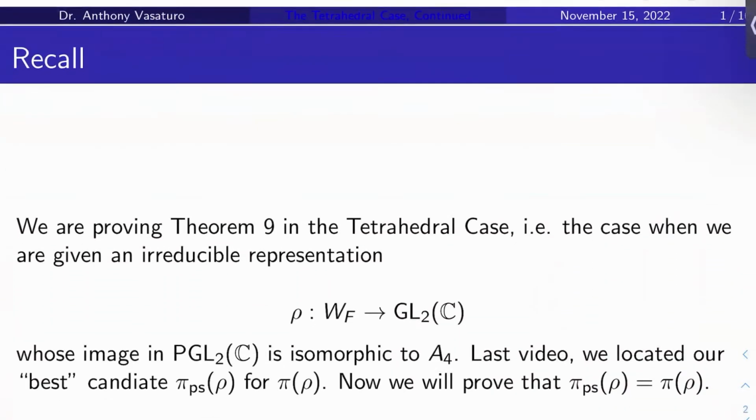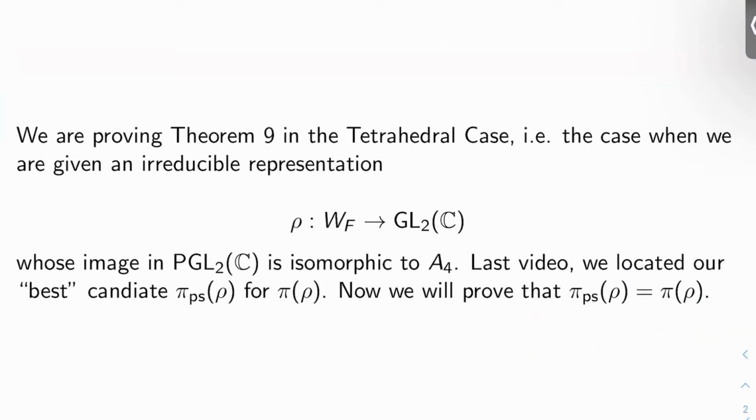Okay, so let's recall we're proving Theorem 9, which is kind of like a solvable n equals 2 Langlands reciprocity in the tetrahedral case. That is, in the case that we are given a representation rho from the Weil group of a number field F to GL2 of C, whose image in PGL2 of C, so mod scalars, is isomorphic to A4. Last video, we found the best candidate pi sub pseudo of rho for the pi of rho from Theorem 9. And now we just have to prove that pi pseudo of rho actually is the pi of rho from Theorem 9.